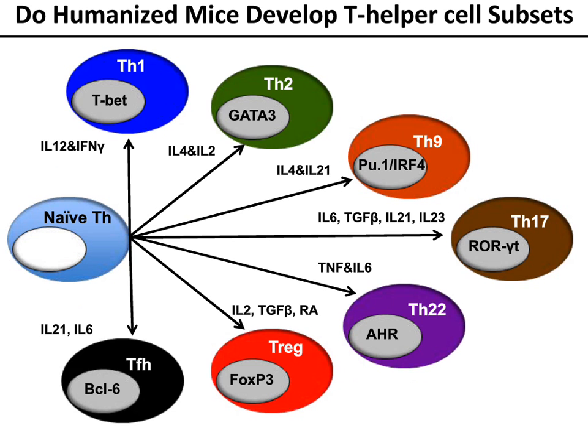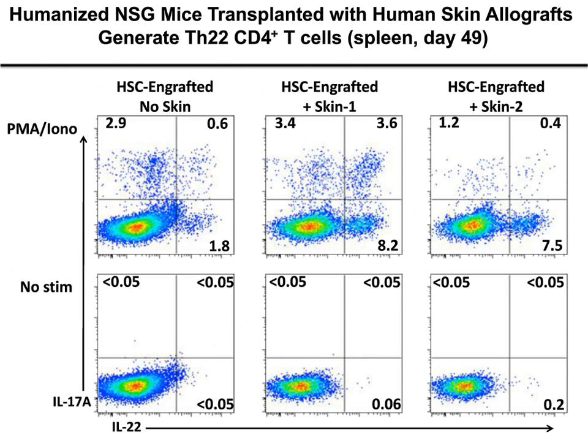So here we took the spleens from animals that had either not been exposed to a human skin graft on the left, or from two animals that were engrafted with hematopoietic stem cells and had rejected their skin. We recovered spleens from these mice, and we stimulated those cells in vitro with either PMA-ionomycin on the top row or no stimulation on the bottom row. And then we did a standard intracellular cytokine assay looking at CD4 T cells producing either IL-17 or IL-22.